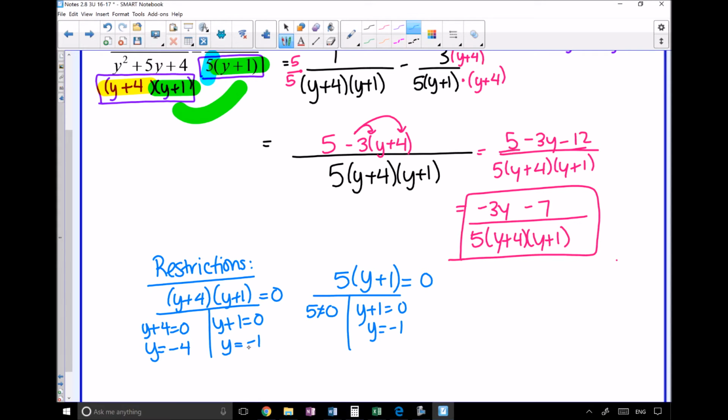Well, we already have that here, so that means that my restrictions on my variables are that y can be any value that we want, except for this -4 and this -1. Because again, if I plug that into my denominators, I'll end up getting 0.